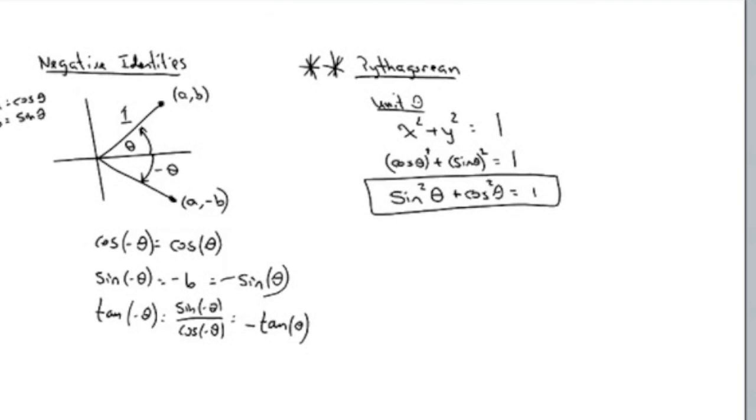Do we have to know all of that? You need to know the beginning and the end. So you need to know the cosine of negative theta is equal to cosine theta, sine of negative theta is its opposite, and tangent of negative theta is its opposite.